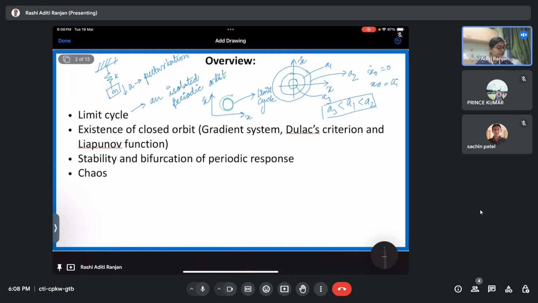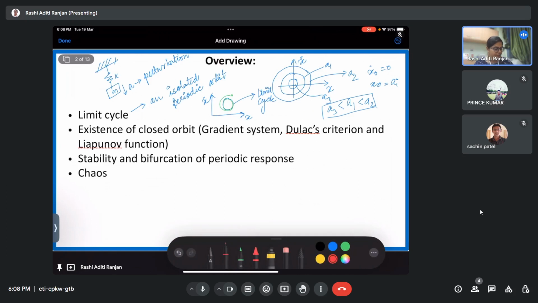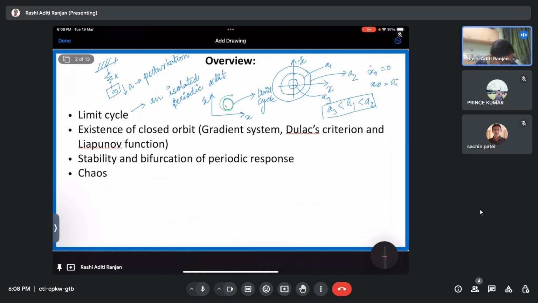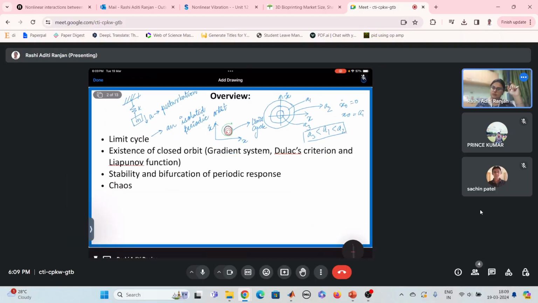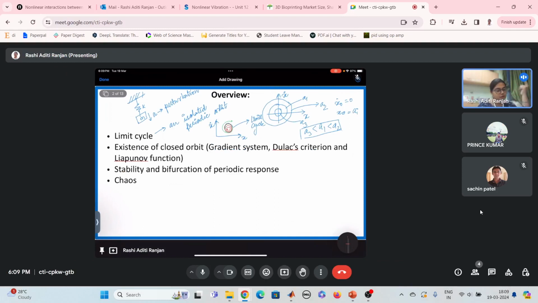Now what if I give it another initial condition? Let me take red, inside the limit cycle. Then it is going to go like this and it will again start following the limit cycle. So this is what a limit cycle is. As you can see, if I change my initial condition, the orbit that the system is following is the same. The orbit is not changing, correct? This is the difference between a limit cycle and a periodic oscillation, and that is why we say the limit cycle is an isolated periodic orbit.